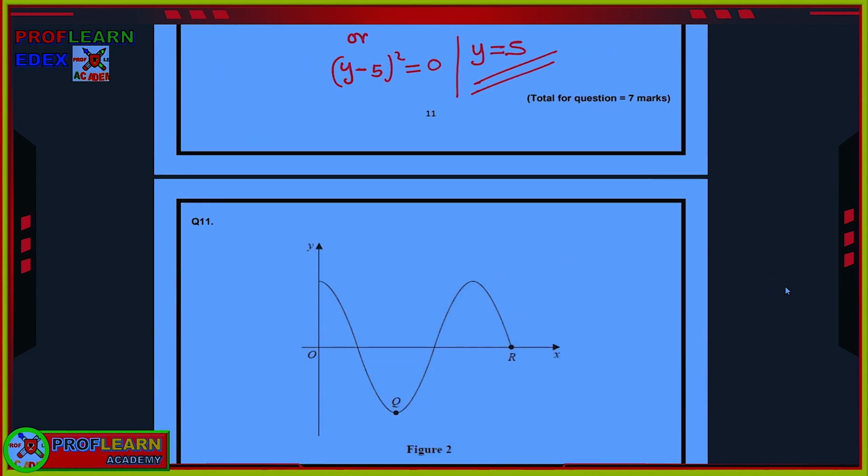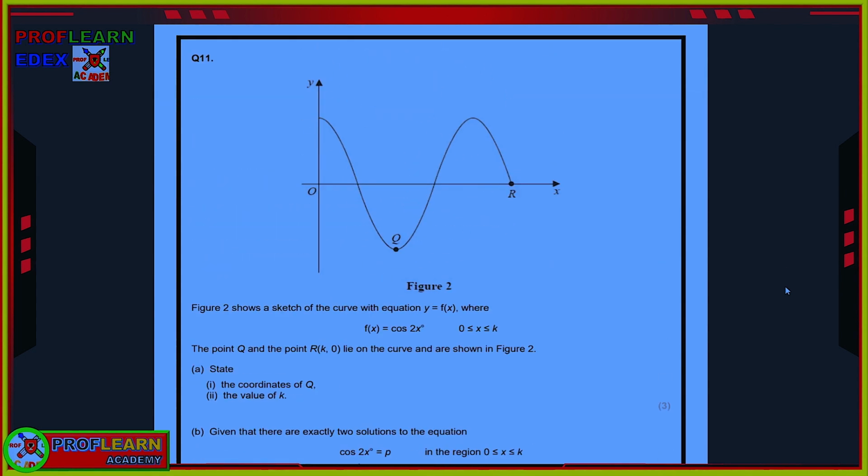Now, moving to the last question, number 11, you also need to know how to answer a question to do with trigonometry. Here we are told the figure shows a sketch of the curve with the equation y equals f(x), where f(x) is cos 2x, x is greater than or equal to 0 and less than or equal to k. We are supposed to use the information provided to state the coordinates of Q and the value of k. You are also told that the point Q and the point R lie on the curve as shown in the figure. We can see R is there, which is (k, 0).